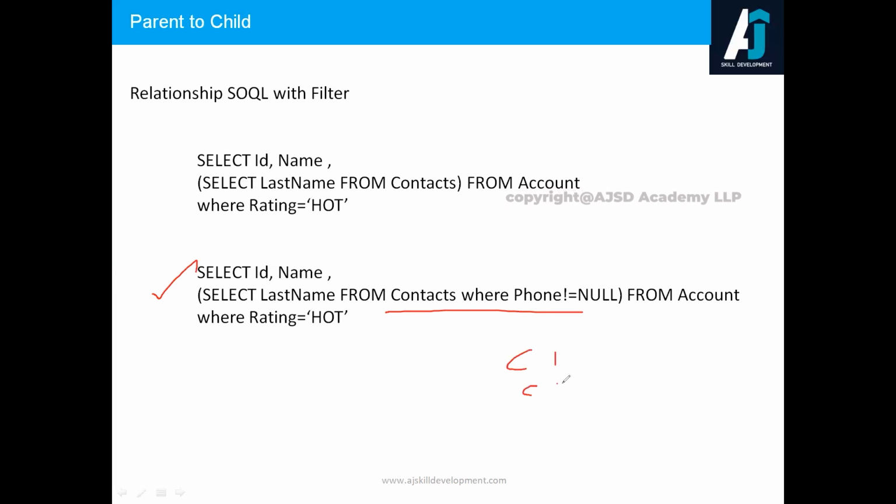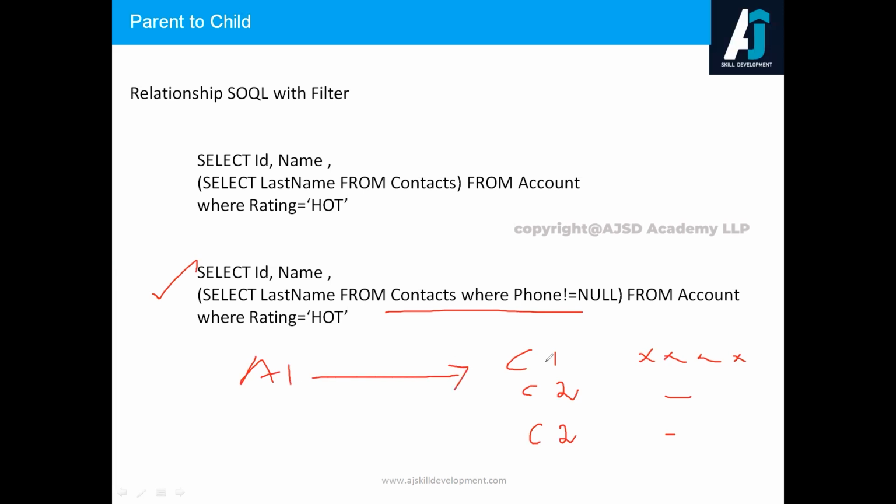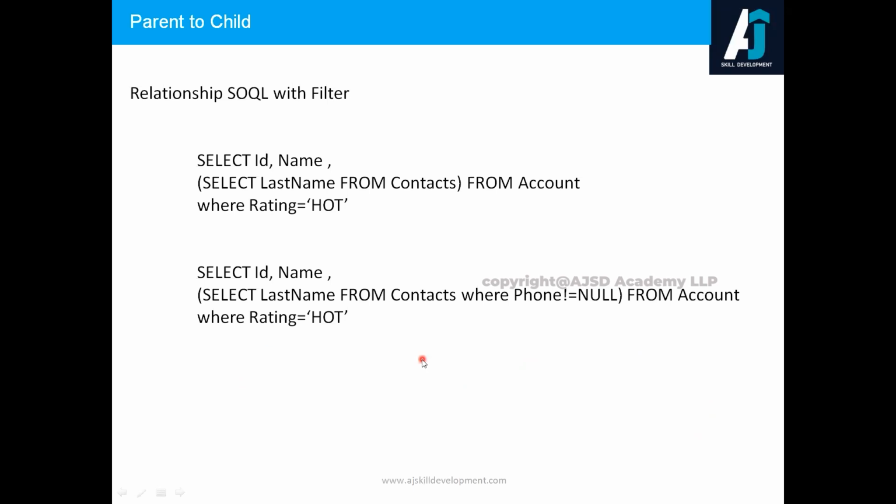If you have three child records, C1, C2, C3, one has a phone number and the remaining two records don't have any phone numbers. If that is the case, the outcome will be an account record along with only one child record, that is C1, because it has a phone number. The other two records do not have a phone number, so these records will not be retrieved. In this way, you can apply filters for the parent object as well as for the child records when you are applying a subquery.